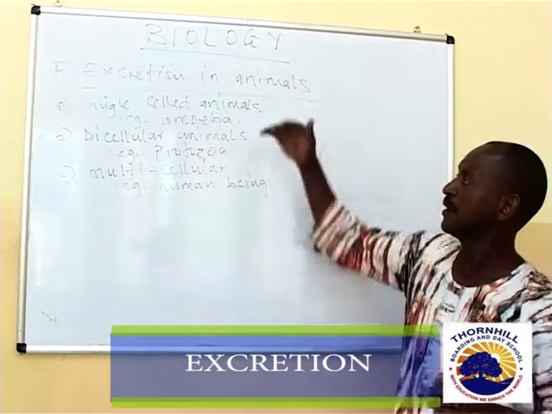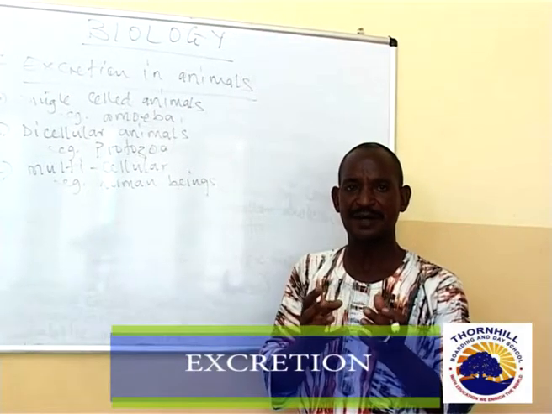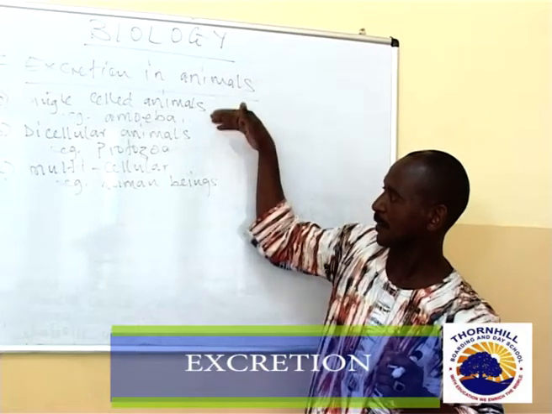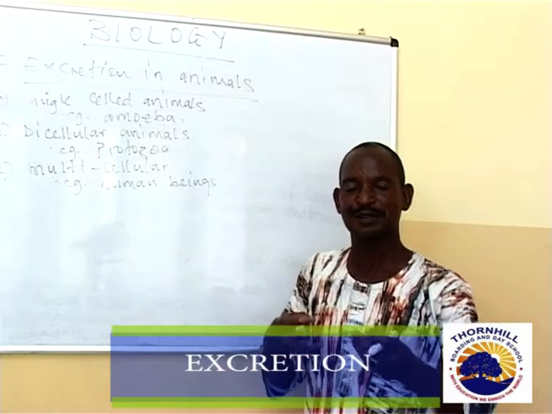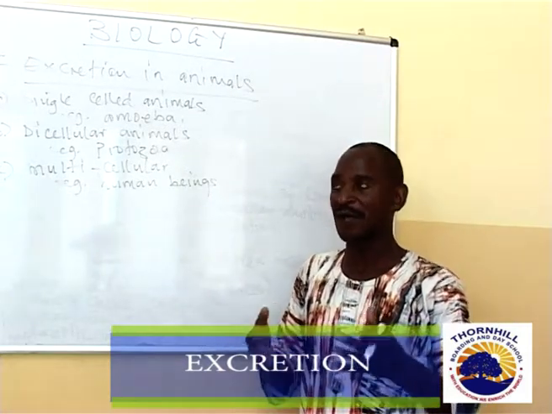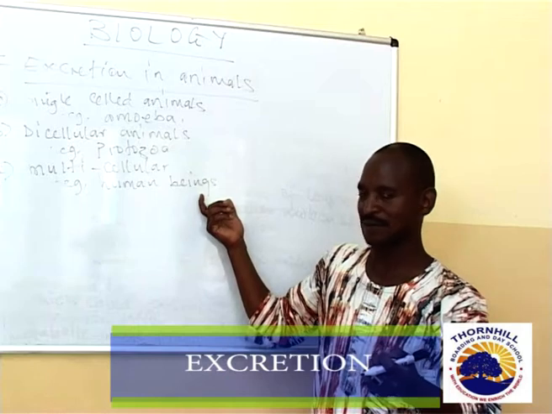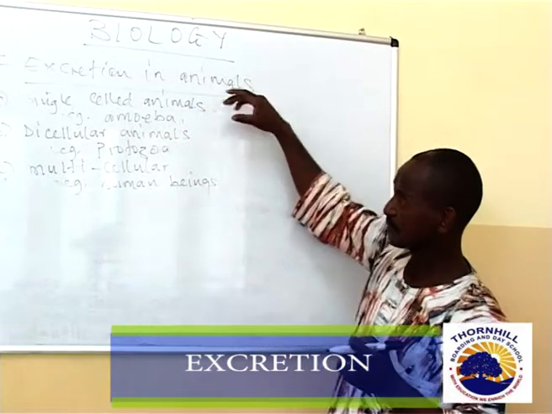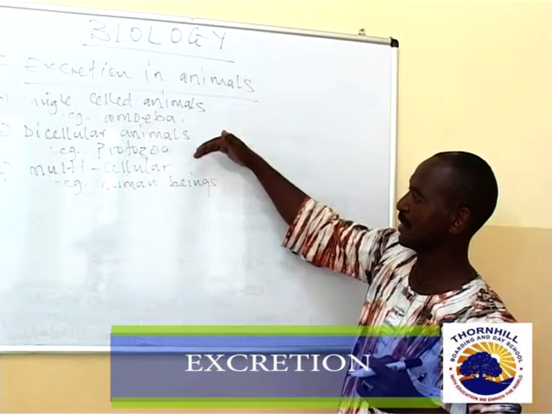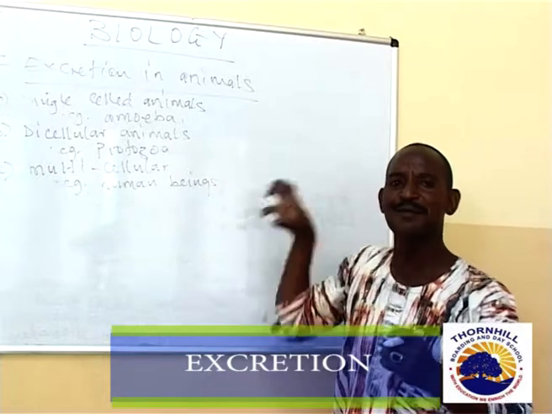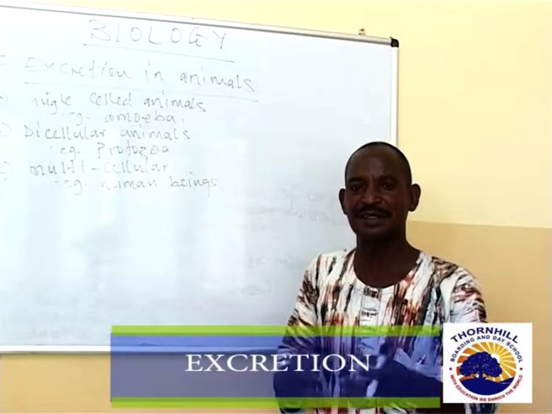So you find that these animals develop a system of organs which function and carry out excretion, the removal of the toxic materials from their bodies. If they remain in the body, they become toxic or poisonous and may damage the cells. The way single-celled, dicellular, or multicellular animals excrete will be different. Why? Because the number of cells determines the system of excretion.